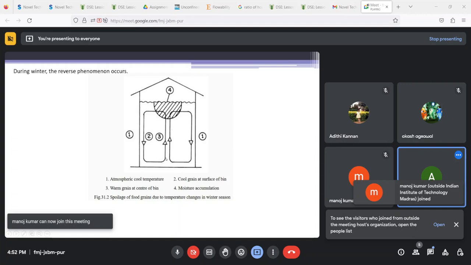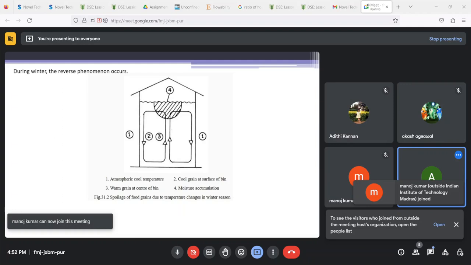So again your hot air, which has all the moisture that was stripped off, will reach the cold surface and it will start condensing and it will collect moisture here. So in case of winter, the moisture will get collected at the top, whereas in case of the summer, moisture will be collected at the bottom. All because of this moisture migration, because you have a difference in your temperatures within the bin.